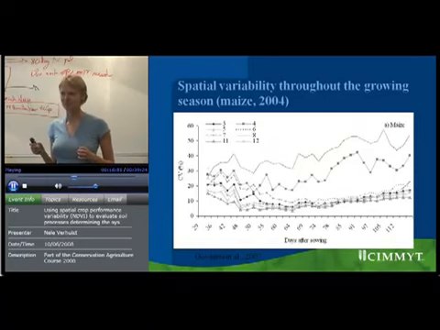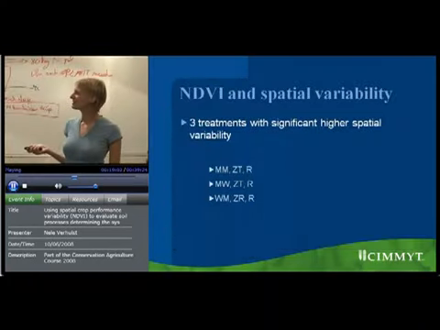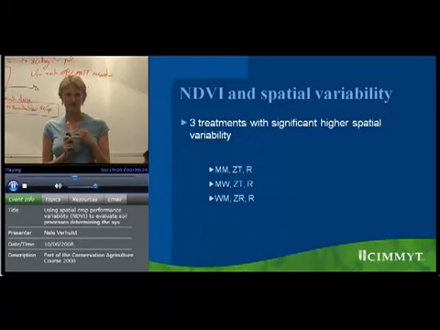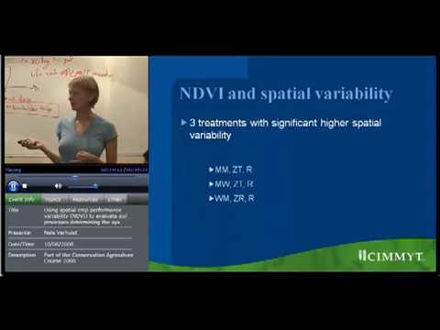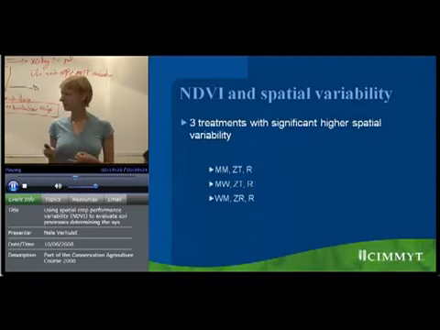More plants. Yeah, you get more plants, so you get like half. So you increase your coefficient of variation because you've got plant soil. So we have 3 treatments with significant higher spatial variability. So I was saying, you've got periods of drought stress increasing your variability. These treatments have general low soil quality, low soil moisture, that means stress, and they've got higher variability.